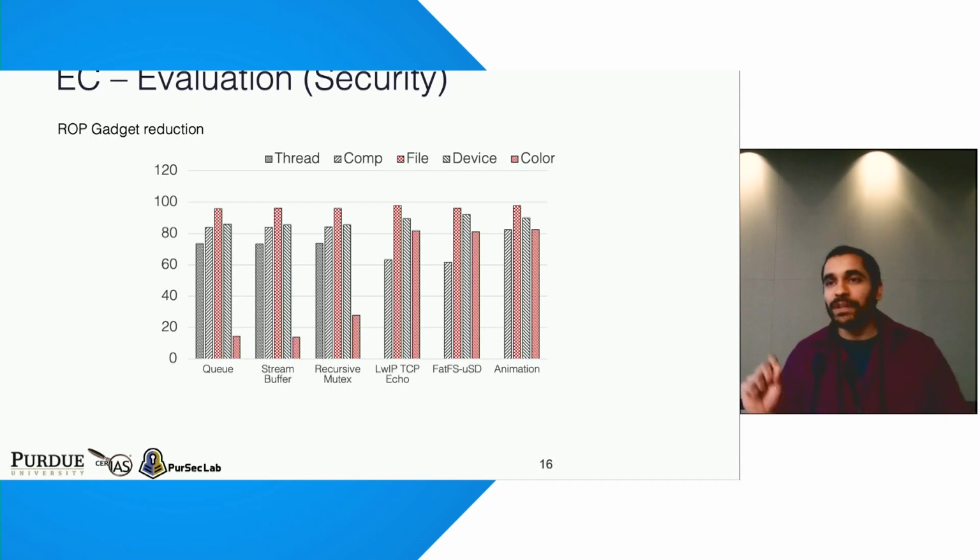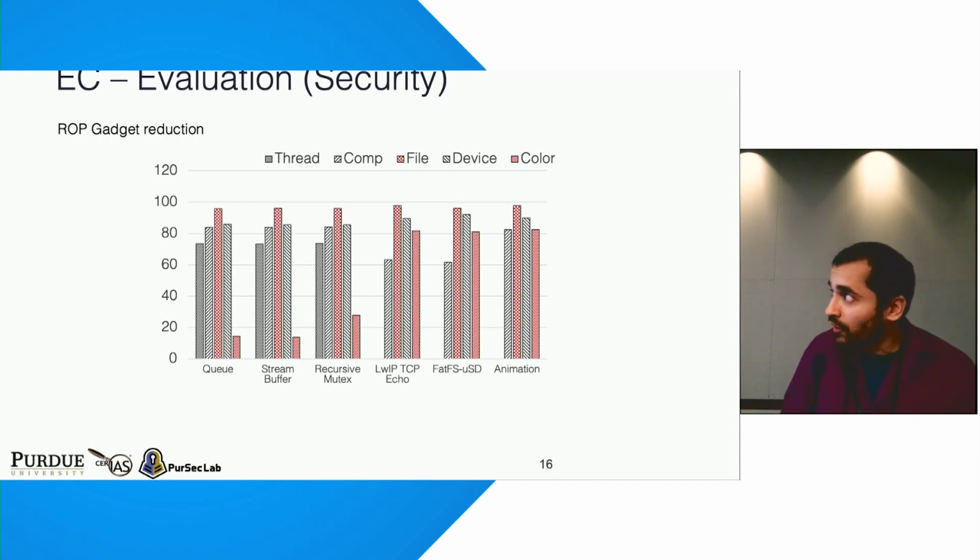All right, so as far as our evaluation for security is concerned, the security benefits that you're going to get depend on the application, and also on the policy. For example, we have implemented a couple of policies. Thread policy, where we put every thread in a different compartment. Component policy, where we put every component in a different compartment. File policy, where each file, or compilation unit, is a separate compartment. Device, where the compartments are divided by different device drivers. And color is basically a greedy algorithm, which partitions the PDG based on a greedy approach.